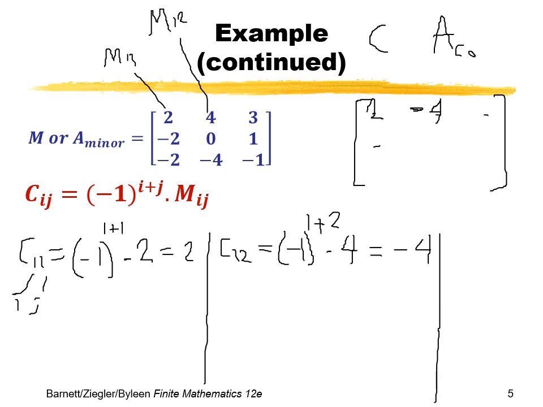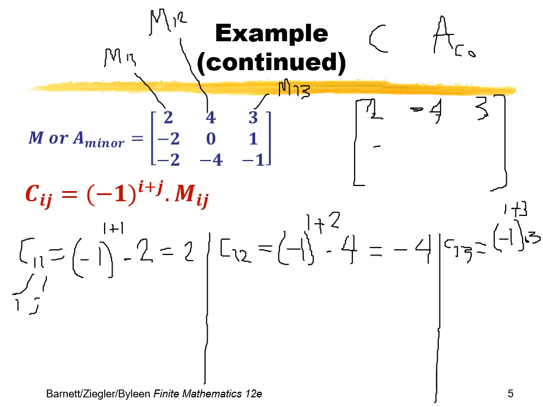C13 will equal negative 1 power 1 plus 3, which is 4. So we have negative 1 power 4 equal positive 1. Positive 1 times M13, which is the 3 here. So positive 1 times 3 equal 3.